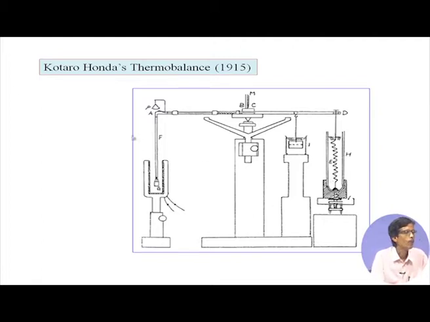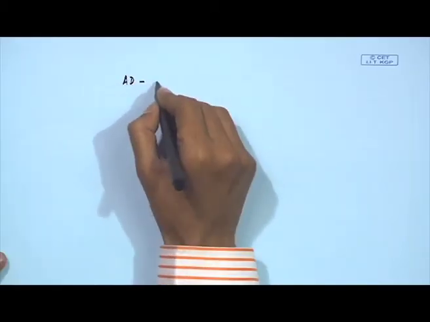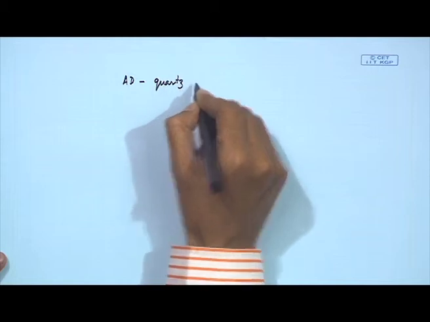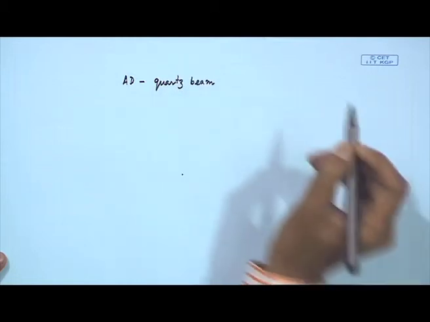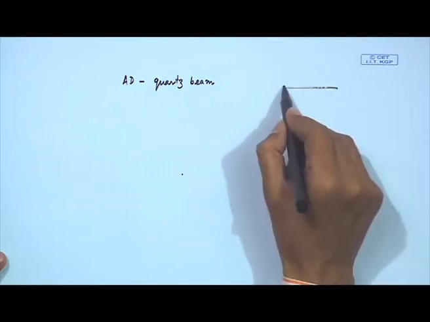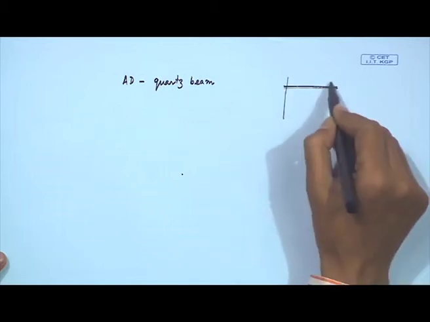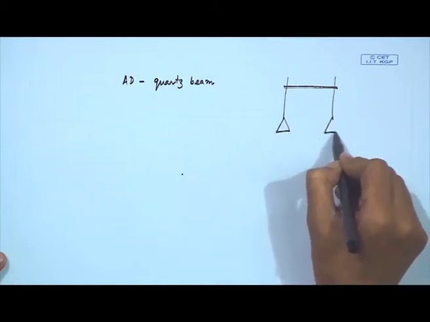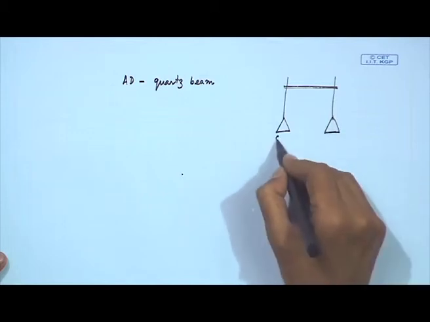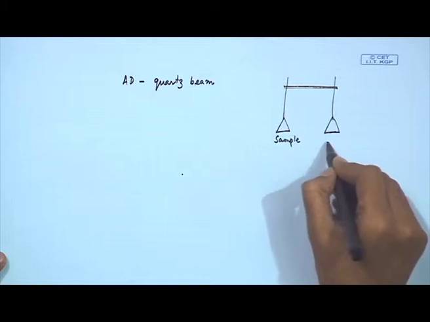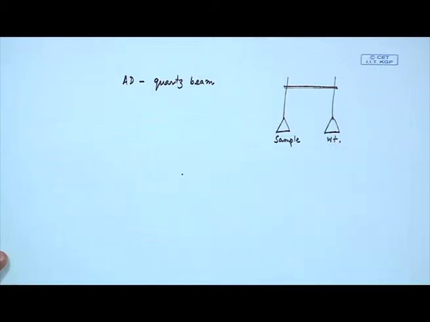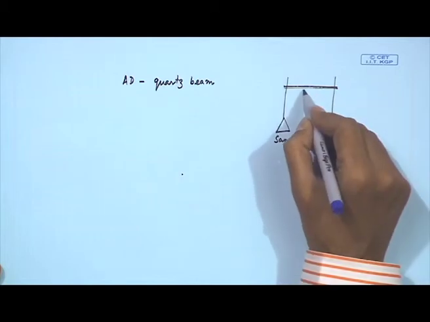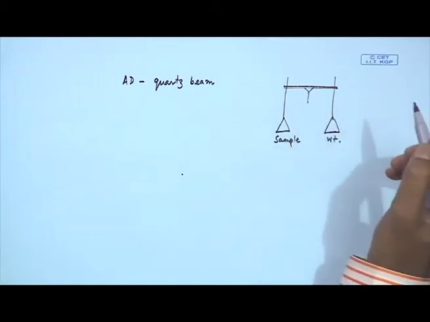So, the beam here, AD, is a quartz beam. As we all know, a typical balance has one arm and another arm, and we put the sample in one arm and the weight on the other. That basic idea we will also follow here, and this is the balancing unit.